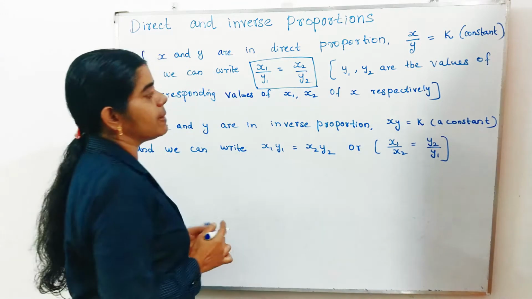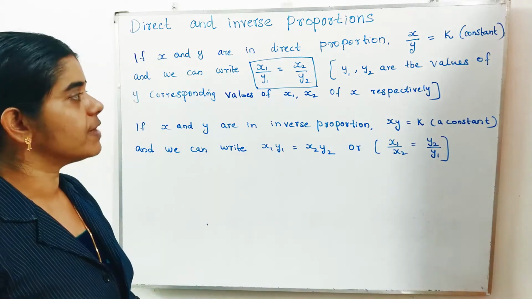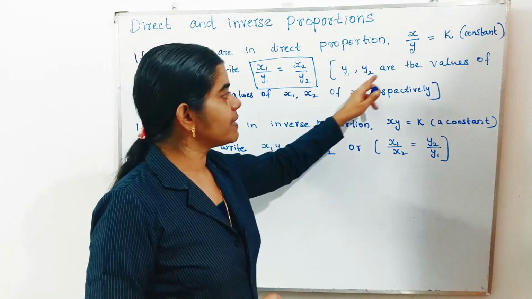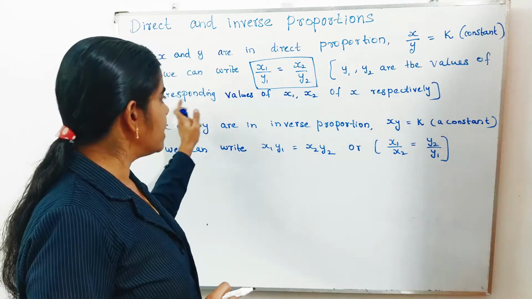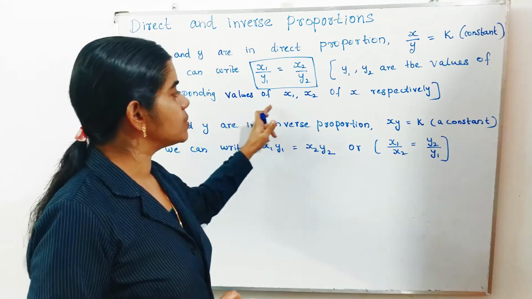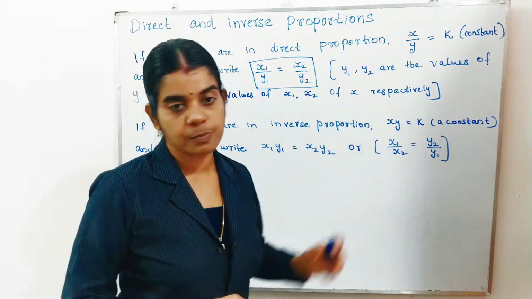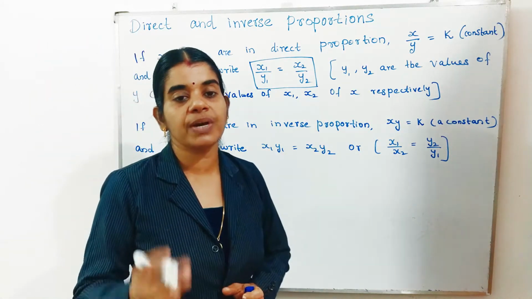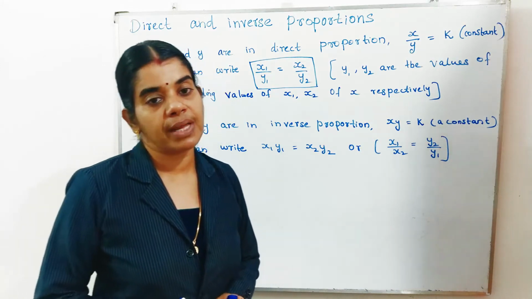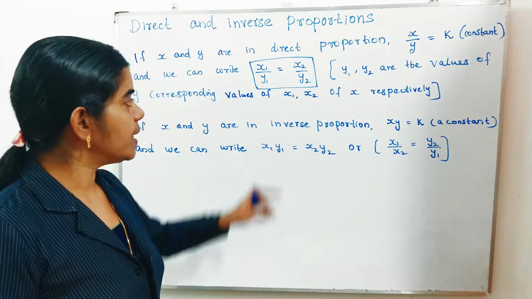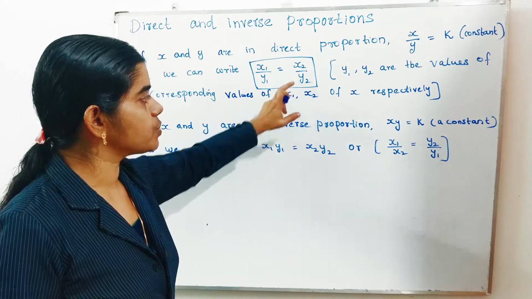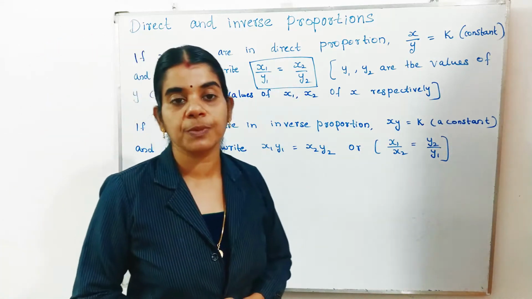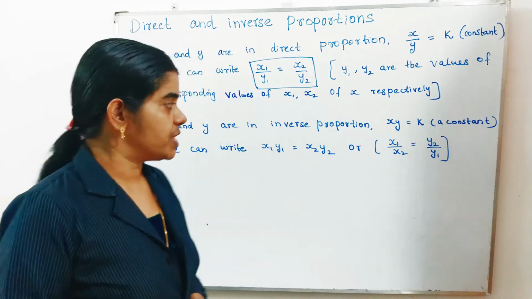That is, x1 by y1 is equal to x2 by y2, where y1, y2 are the values of y for the corresponding values x1, x2 of x respectively. So x1 by y1 is equal to x2 by y2. That will be the formula for direct proportion.